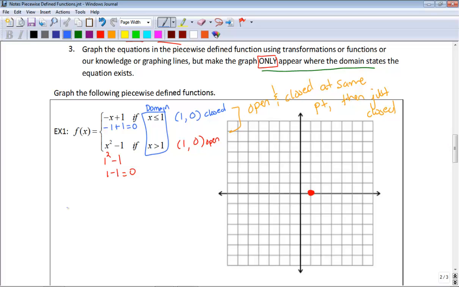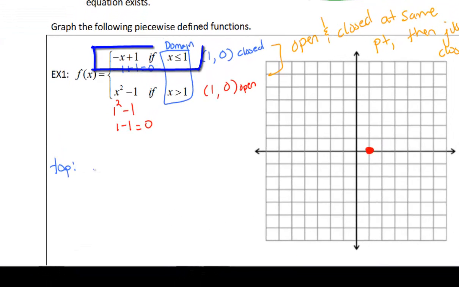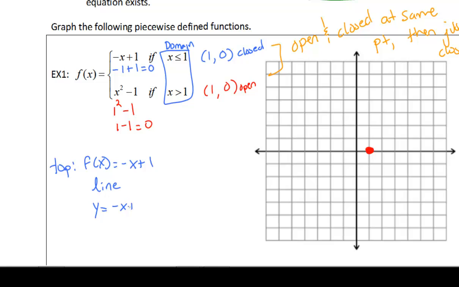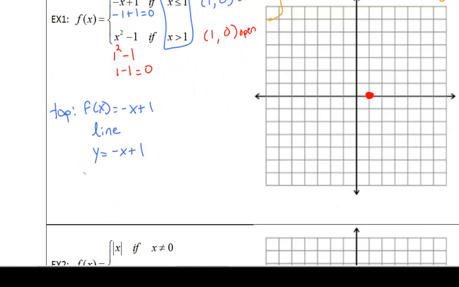So we have the top equation, and the top equation is f of x is equal to negative x plus 1. Well, this is just a line, and we know that we graph lines using mx plus b, or slope-intercept form. So I need to identify what is my slope and what is my y-intercept. My slope for this particular function is negative 1 over 1, and my y-intercept is 1. So I can graph this top function as a line because I know how to do that.